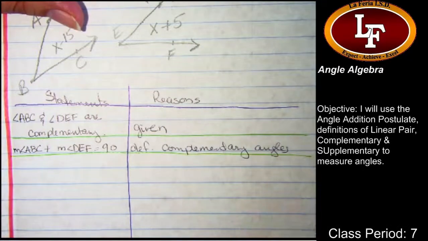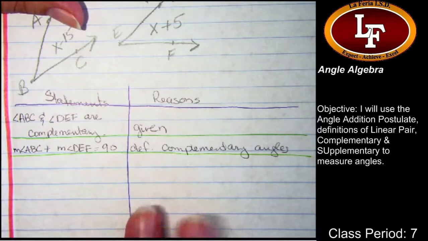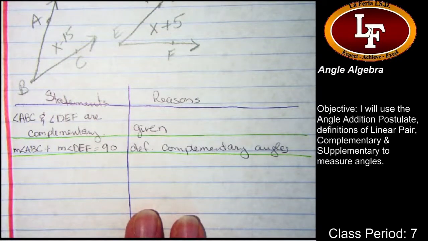Now from here on out, I'm going to stop writing the reasons. But the next time I call for a binder check and I flip through your notes, I need to see the reasons all written down. I won't write them, but you will have to. We'll talk about them so that you can write them down. You know what to write.